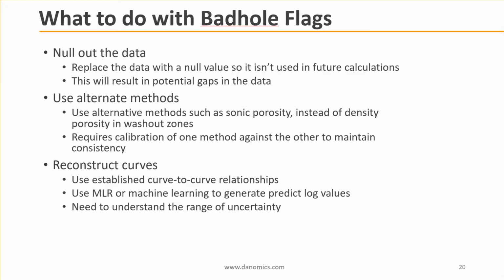Okay, so once you flag the washout, what do you need to do with it? A couple of different thoughts here. You can null out the data. Essentially, that's blanking out your curve so that it's not used in future calculations. The benefit of doing this is that you are certain that you're not using that bad data in any calculations down the road. The downside of this is that you're going to have gaps in your data, and often gaps in zones that may be of interest. So if you can live with that, that's certainly one safe method to handle it.